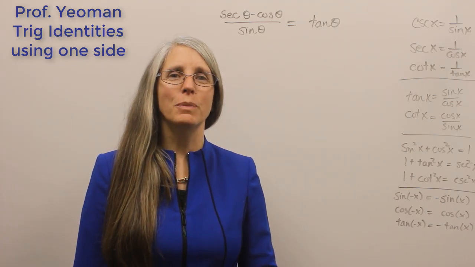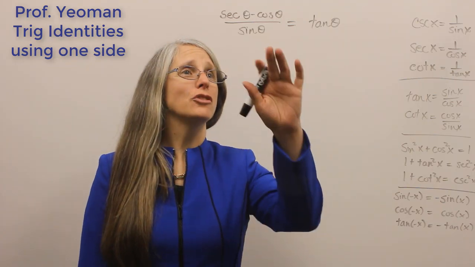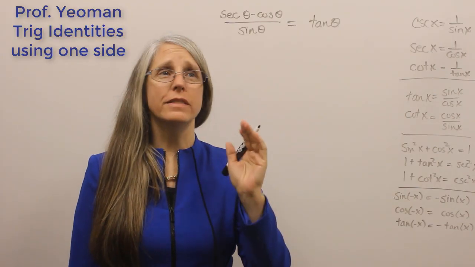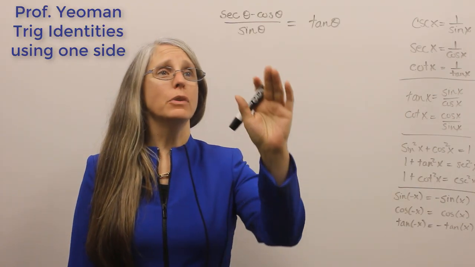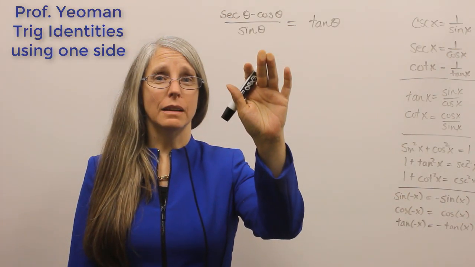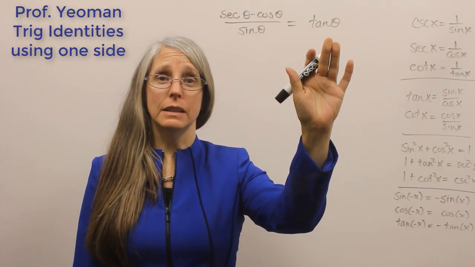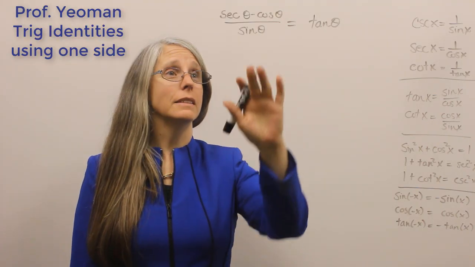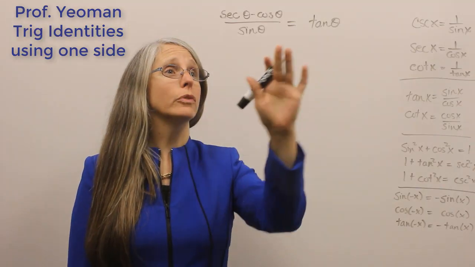Hello, I'm Professor Yeoman. Let's verify this trig identity using only one side of the equation. I'm going to start with the most complicated side, and if I can get it down to tangent theta, then I've verified that this is an identity, that the equal sign is correct.